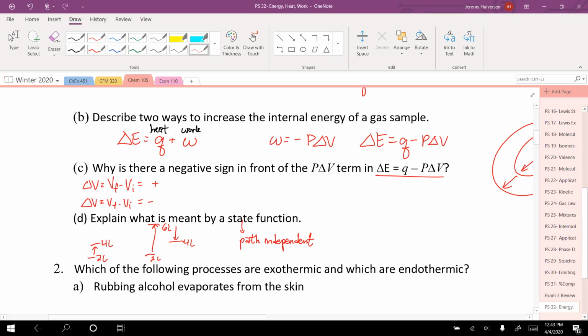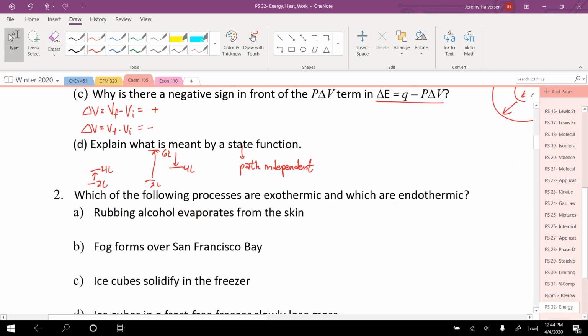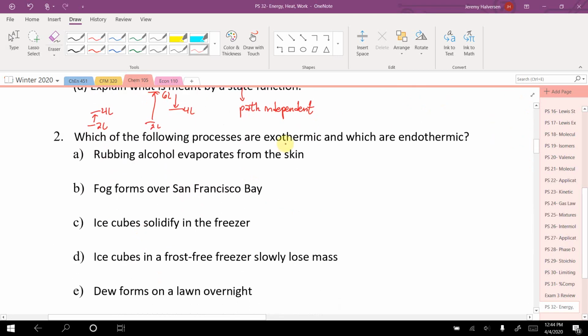All right, so we talked about work is positive when a gas is being compressed and negative when a gas expands. Heat is positive when the heat's being added to the system, and negative when the heat is removed from the system. When heat is being added, we call that endothermic, and when heat's being released, we call that exothermic. So here it asks, which of the following processes are exothermic? So exothermic is a negative Q, and endothermic is a positive Q.